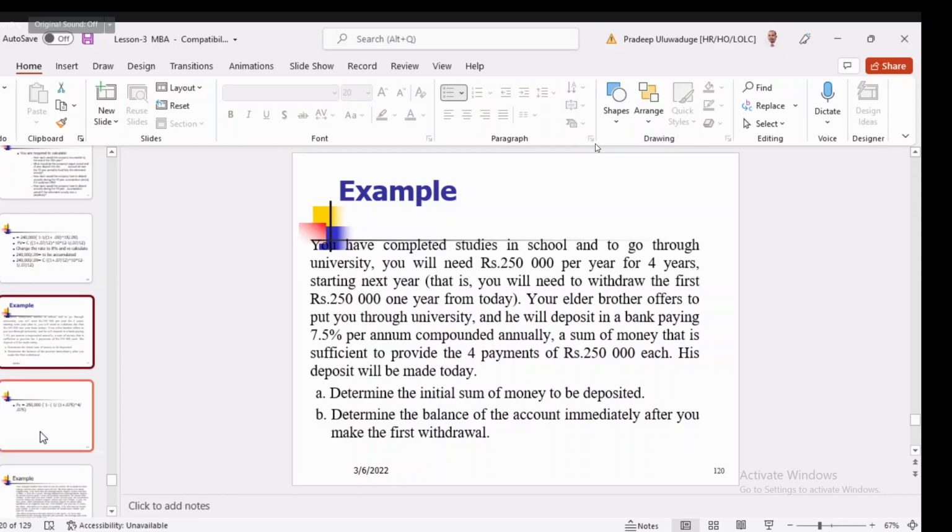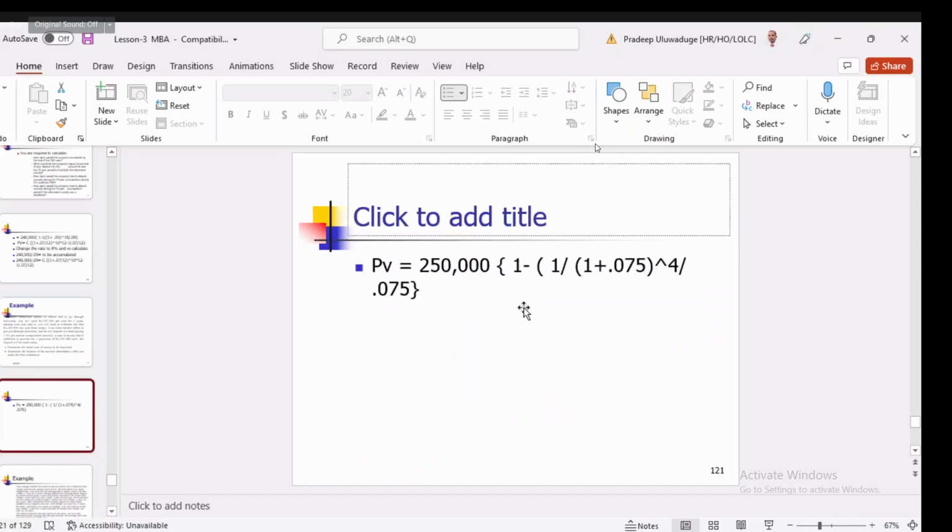Then the second question: determine the balance of the account immediately after you make the first withdrawal. So after you make the first withdrawal, you calculate the same thing for 3 years, and then you will see the value after the first withdrawal. Right?